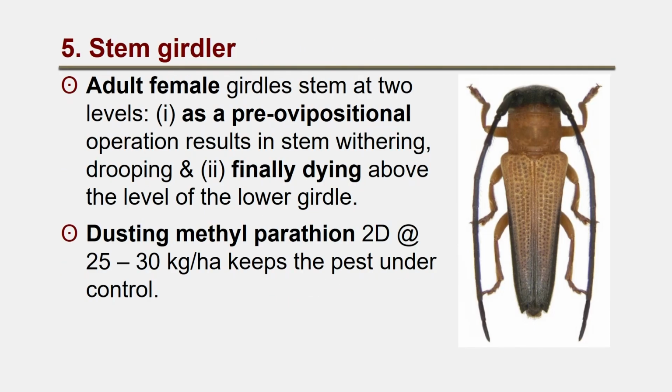Stem girdler. Adult female girdles stem at 2 levels as a pre-ovipositional operation, resulting in stem withering, drooping and finally dying above the level of the lower girdle. Dusting methyl parathion 2D at the rate of 25 to 30 kg per hectare keeps the pest under control.